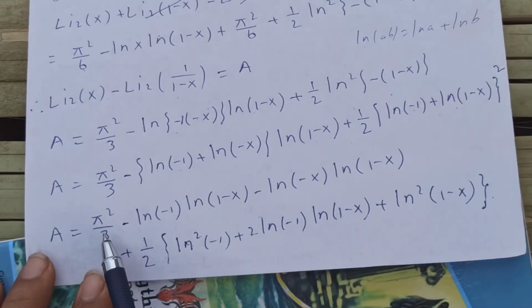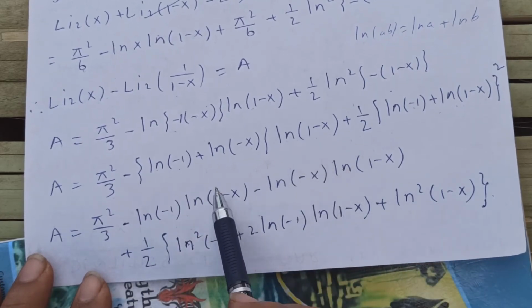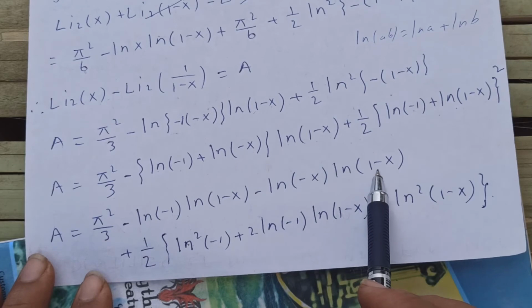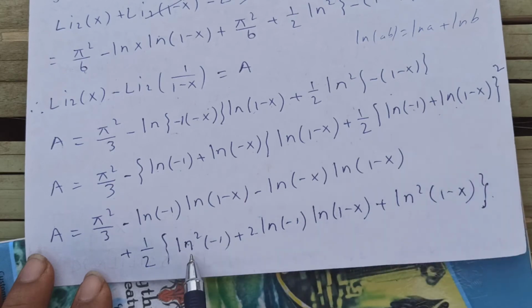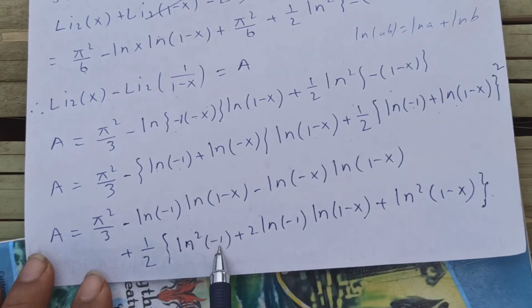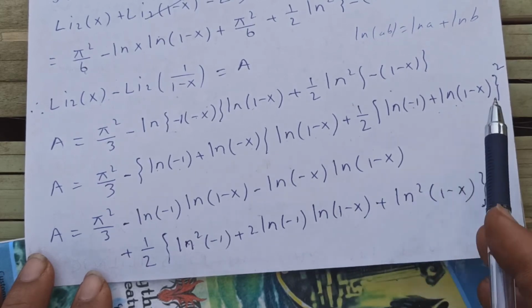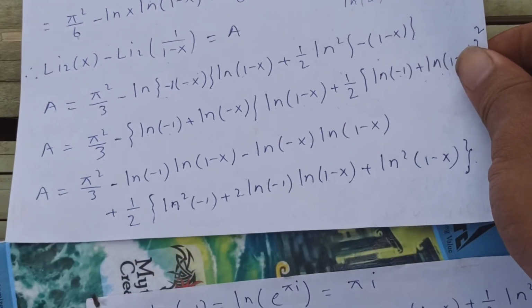Now a is π²/3 − ln(−1)·ln(1−x) − ln(−x)·ln(1−x) + ½(a+b)², where a is ln(−1) and b is ln(1−x), which gives ln²(−1) + 2ab, that is 2·ln(−1)·ln(1−x), + b², which is ln²(1−x). Keep this in mind. Now we are going to simplify.